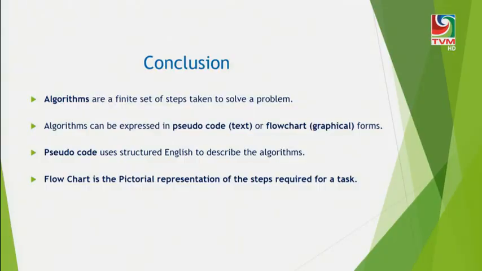Now, the conclusion of this session: we first learned about algorithms. An algorithm is a step-by-step procedure to solve a problem. Every problem can be solved using algorithms, and an algorithm can be represented in two ways: one is pseudocode, the second is a flowchart. Pseudocode is English-like statements, easy to understand, easy to read, easy to write, but a flowchart is a diagrammatic representation of the algorithm. Whatever algorithm you write, you can represent it diagrammatically as a flowchart using different symbols.